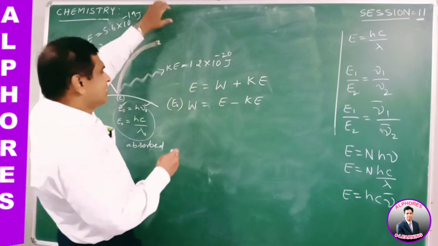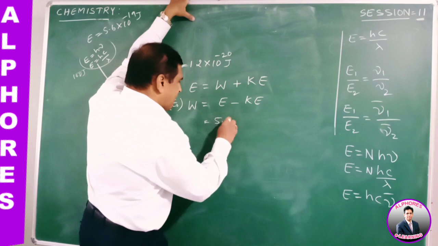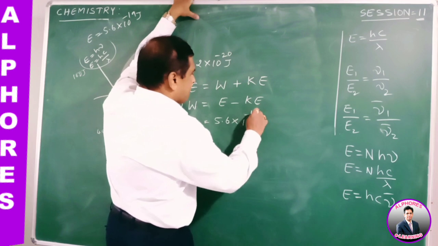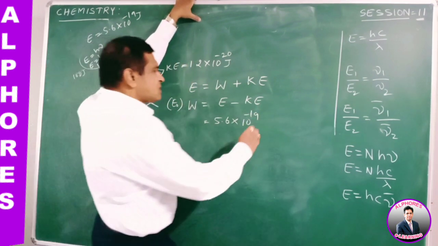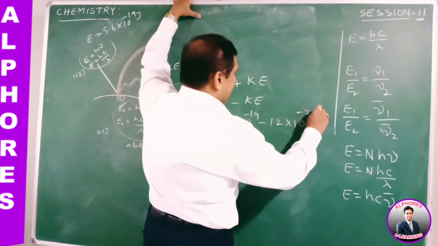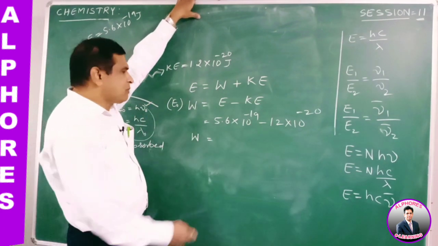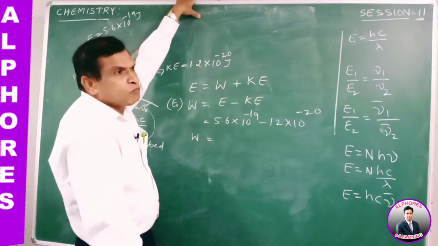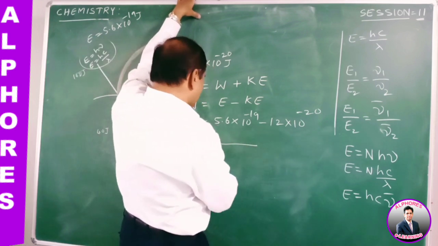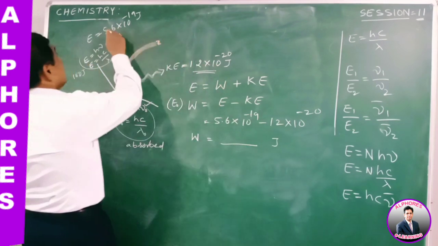So the total energy is given as 5.6 into 10 to the power minus 19 minus 12 into 10 to the power minus 20. That means the work function is approximately, after subtracting this, how much will you get? 6.4 into 10 to the power minus 19. So by subtraction you get the work function, in joules.